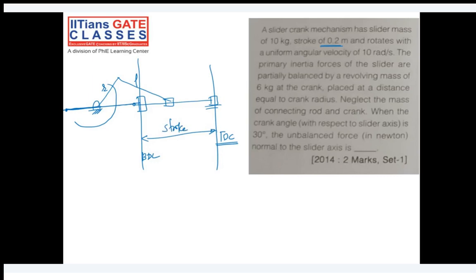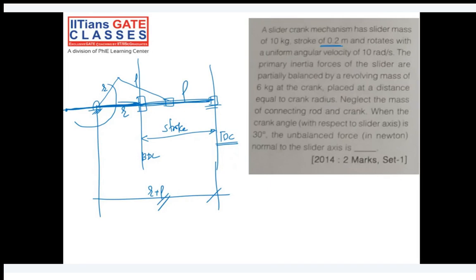No, it's not. See, R plus L is what? It's a complete distance. So R plus L is this. This is R plus L because this is R and this is R and this is L. So this is R plus L. That is not stroke. Stroke is this TDC to BDC. Now think. R plus L is this distance. And what about this distance? This is L minus R.